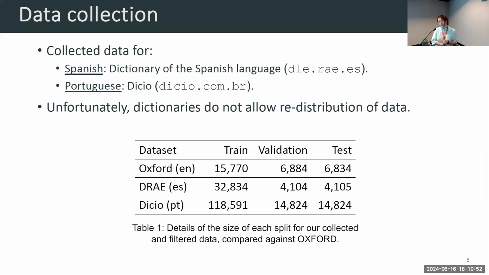First, we had to collect data because there's no data for Portuguese and Spanish. So we just scraped 2 online dictionaries. Unfortunately, the dictionaries do not allow redistribution of data, so we cannot share the data sets with you. But if you would like to create it yourself, you can ask us, we can help you. Just to have an idea of the statistics, we put here information from the Oxford data set, which is the standard for English. So you can see where we stand with Portuguese and Spanish.